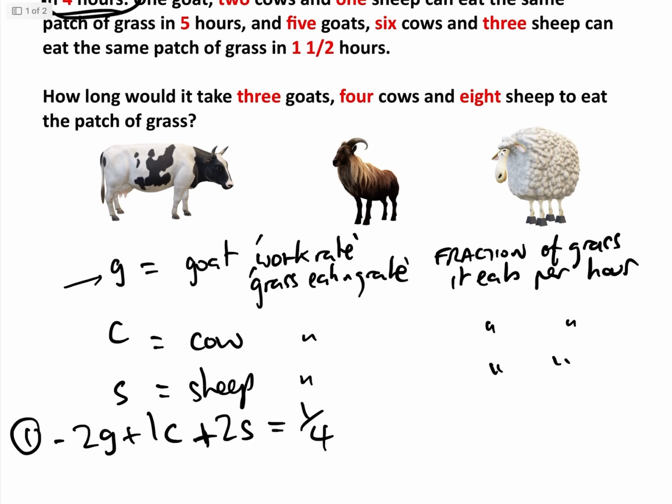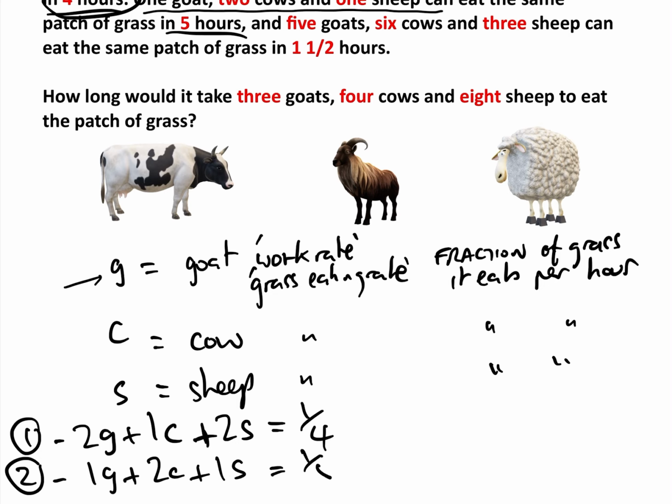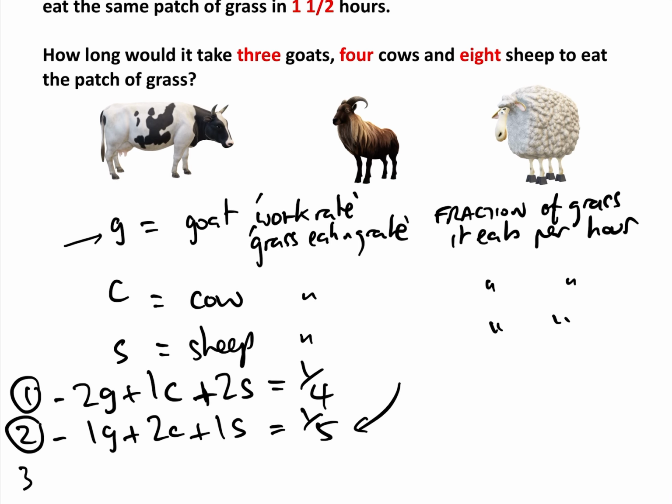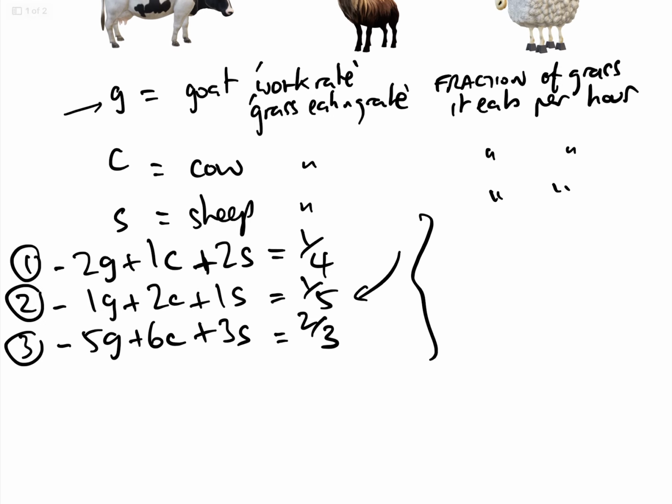Let's have a look at equation number 2 here. 1 goat, 2 cows and 1 sheep eat the same in 5 hours. So that's 1 goat add 2 cows add 1 sheep eats the patch in 5 hours, which means in 1 hour between them they eat 1/5. And then finally here, 5 goats, 6 cows and 3 sheep eat it in an hour and a half. So that'll be equation number 3, which is 5 goats add 6 cows add 3 sheep. Well, if they eat it in 1.5 hours, that means per hour they get through 2/3 of the patch. And here we have our 3 simultaneous equations, 3 unknowns.